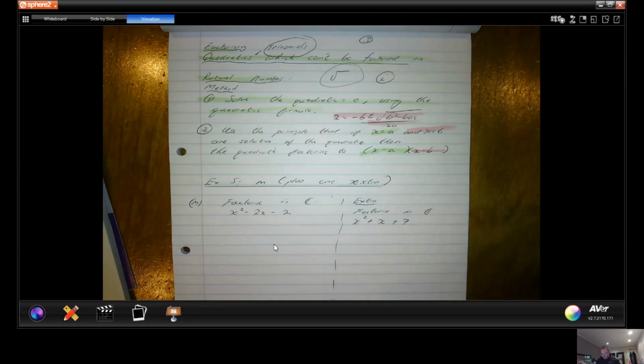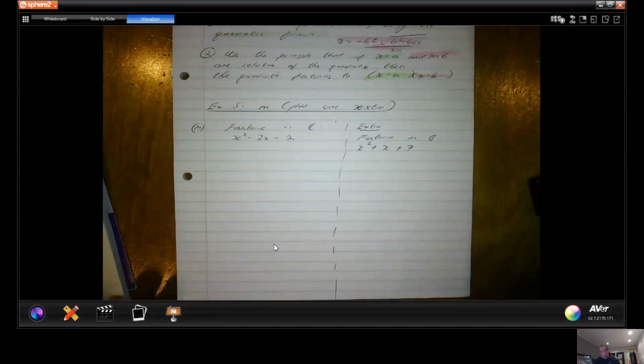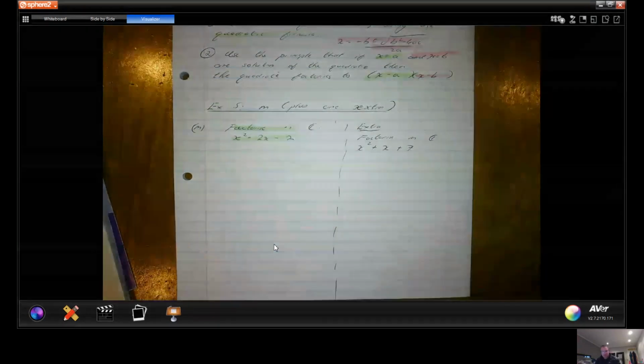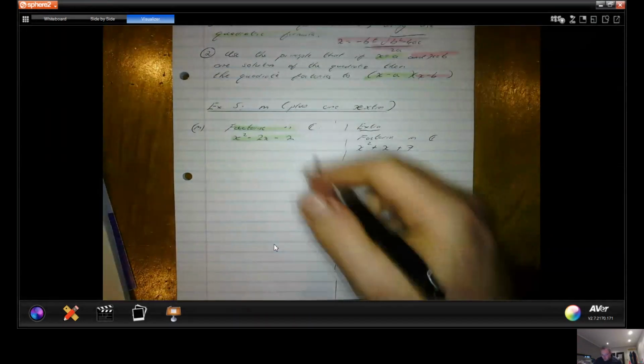And to illustrate this, we're doing exercise 5, question M, and then one extra one. So first of all, exercise 5, question M, it says factorize in the complex numbers. In the real numbers, in core, you'd say can't be factorized. Can't be factorized, that's what you say in core.